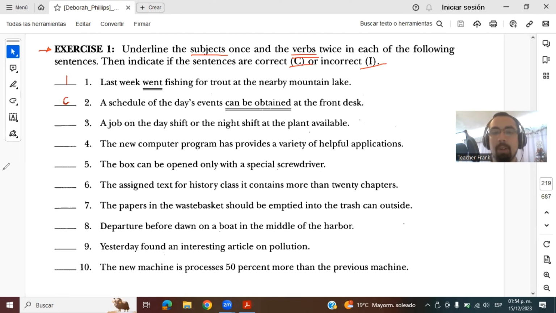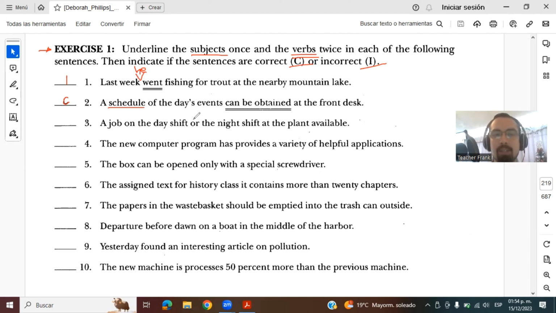Okay, ready? We're going to check it. So number one is incorrect because we are missing a subject, right? We could say last week he went fishing or something like that, right? Number two is correct because it says a schedule of the day's events can be obtained at the front desk. So a schedule is the subject, and can be obtained is the verb or the verb structure, right?